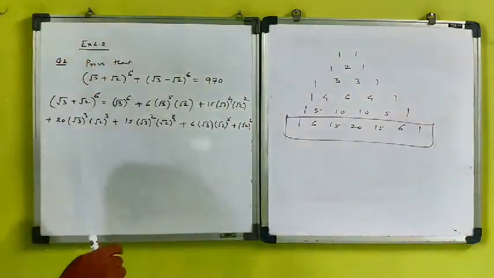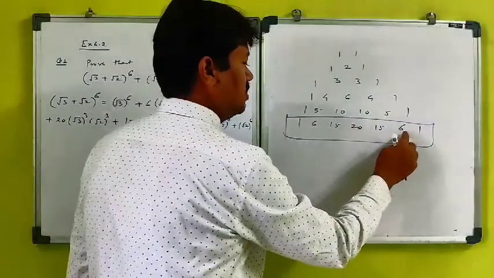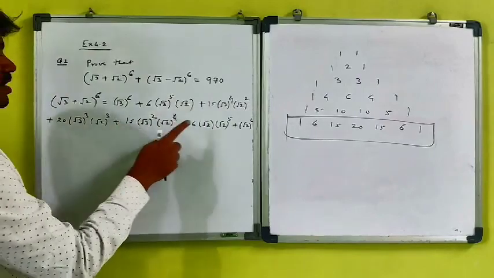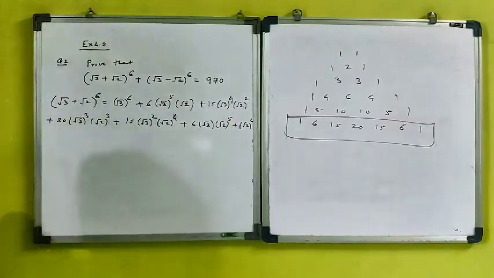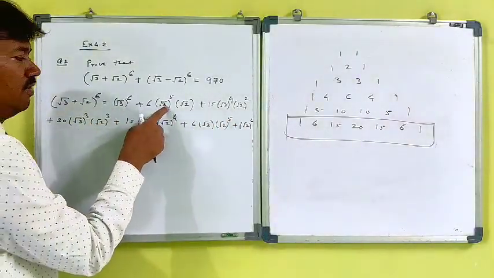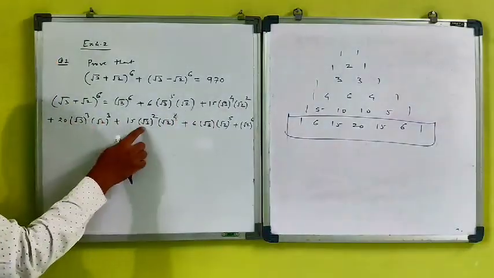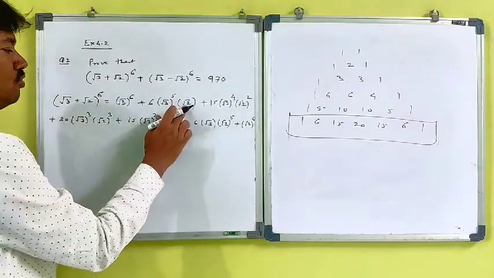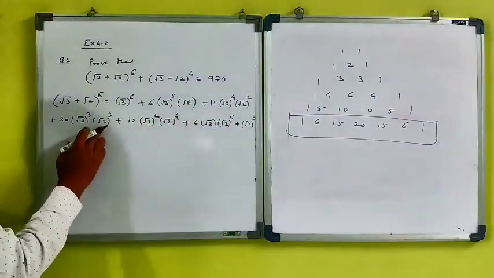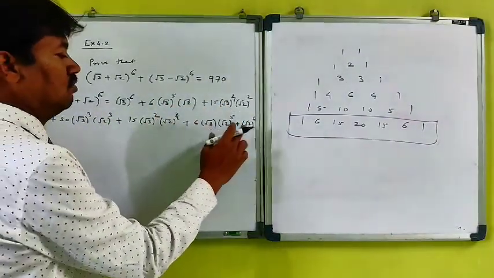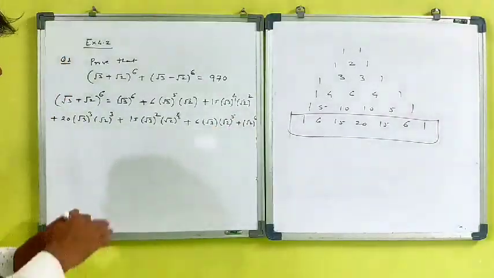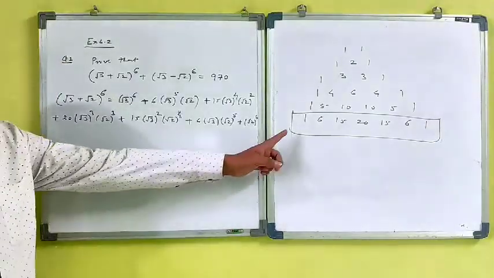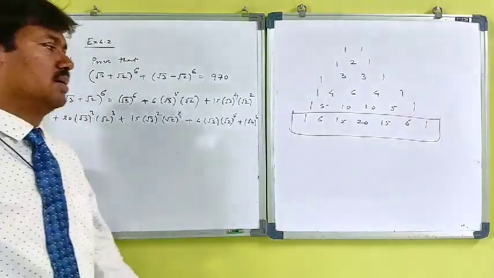So look at the coefficients: 1, 6, 15, 20, 15, 6, and then the last is 1. The power of root 3 is 6, 5, 4, 3, 2, 1 and then 0. The power of root 2 is root 2 raised to 0, root 2 raised to 1, root 2 square, root 2 cube, root 2 raised to 4, root 2 raised to 5, root 2 raised to 6. That is, the power of the first term always decreases, the power of the second term increases, and the coefficient comes from the Pascal's triangle.